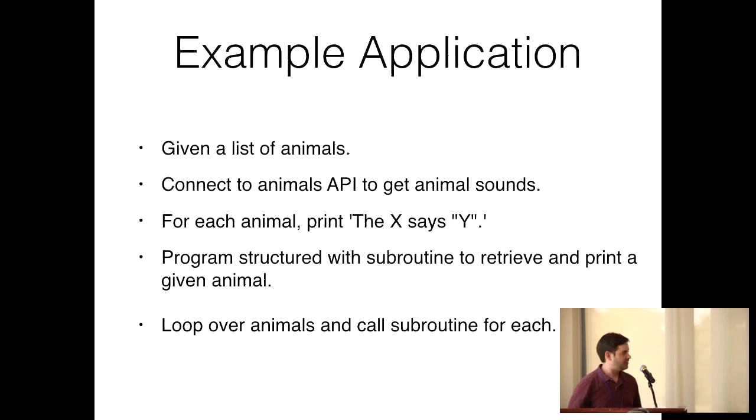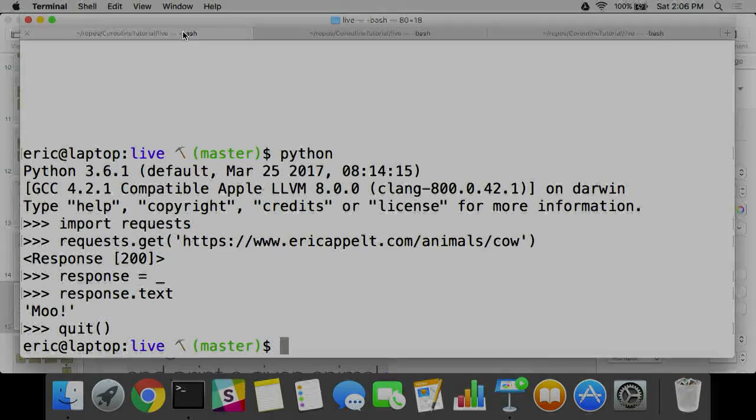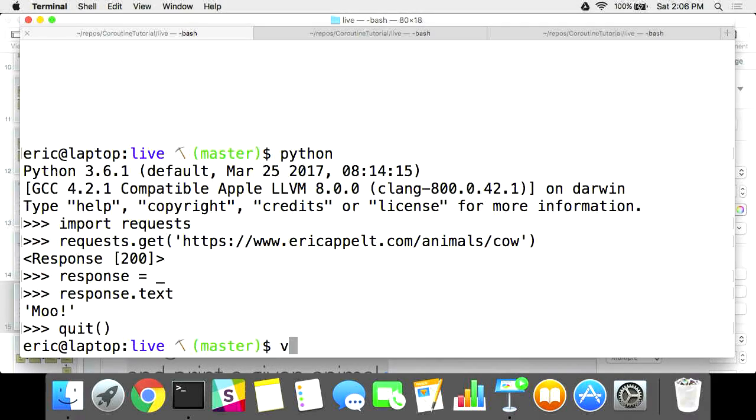Okay. So, let's make an example application. Given a list of animals, we'll connect to the animals API to get the animal sound. For each animal, we'll say the X says Y, where X is the animal and Y is the sound. And what I want to do is structure it so there's a subroutine, a function, that retrieves and prints a given animal. We'll just call that function over and over for each animal. So I'm going to make a module called animals.py.